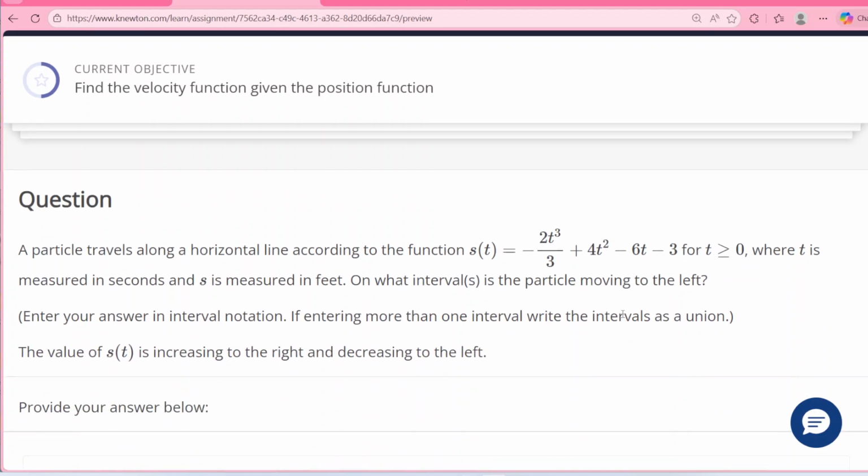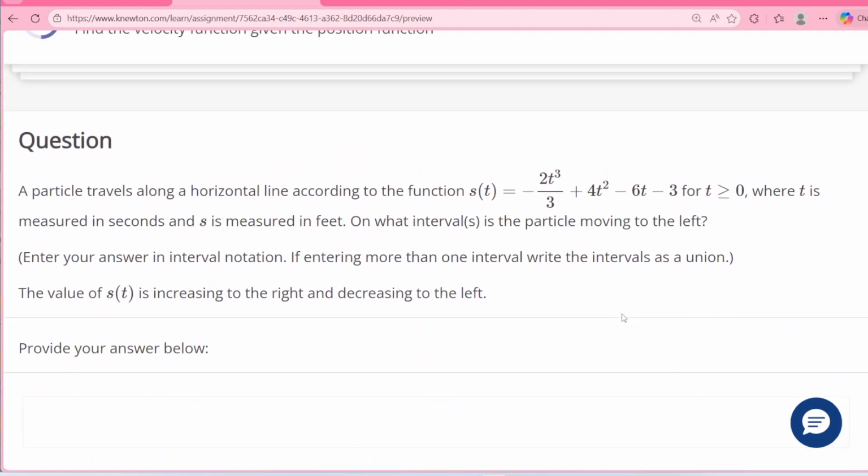So another velocity problem. This one says on what interval. So you're given a position function, right? Some particle, this time not a bird or a car. A particle is traveling along a horizontal line, a number line, according to this function. So the position, the foot mark it is at any given time, is given by this polynomial here for, again, non-negative time, and t is in seconds.